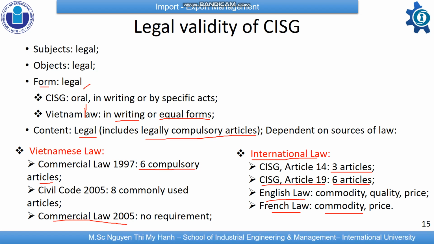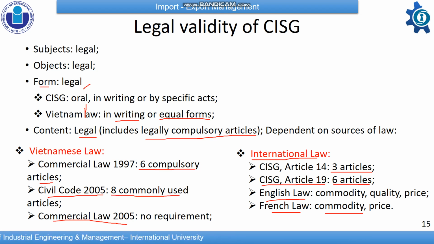So when you write a contract with your partner, you need to discuss and reach a conclusion on which law you want to follow. So for example, if you choose to follow the Civil Code 2005, then you have to include 8 compulsory articles. Okay, so it depends on which law you are using.